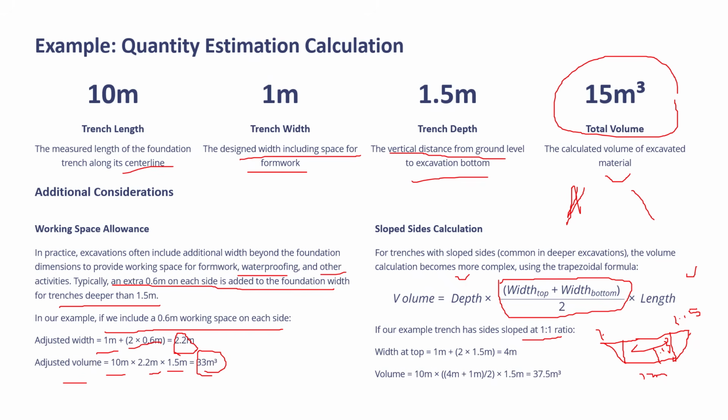So the total width at the top plus 1 meter, this rectangular portion, so total width will be 4 meter. And the volume becomes 10 meter into 4 meter plus 1 meter, you take the average of that multiplied by 1.5 meter, so the total volume becomes 37.5. So this is how the quantity is calculated at a particular location.